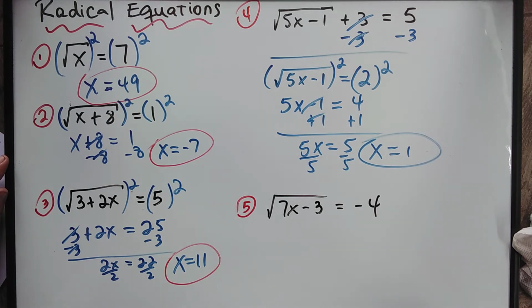Another thing you have to keep in mind is whenever you have a square root, it can never equal a negative number. There's no such thing as the square root of anything being a negative number. So whenever you see that the radical is by itself and it equals a negative number, the answer is going to be the empty set. No solution for that one.